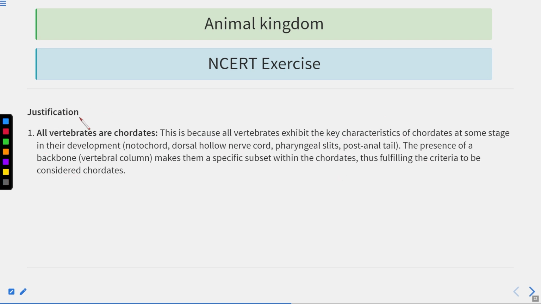Now here comes the justification. All vertebrates are chordates. This is because all vertebrates exhibit the key characteristic features of chordates at some stage in their development: notochord, dorsal hollow nerve cord, pharyngeal slits, post-anal tail. These are some of the features that we see in the case of chordates, right? And the presence of a backbone, the vertebral column, makes them a specific subset within the chordates.